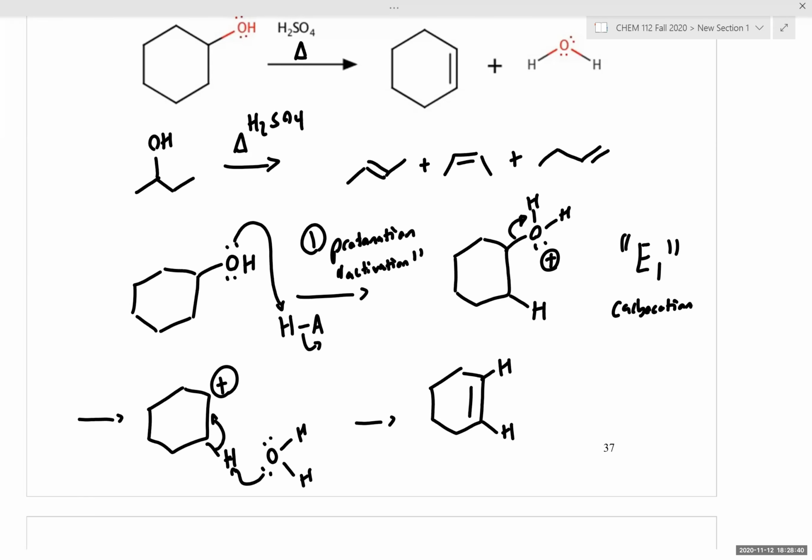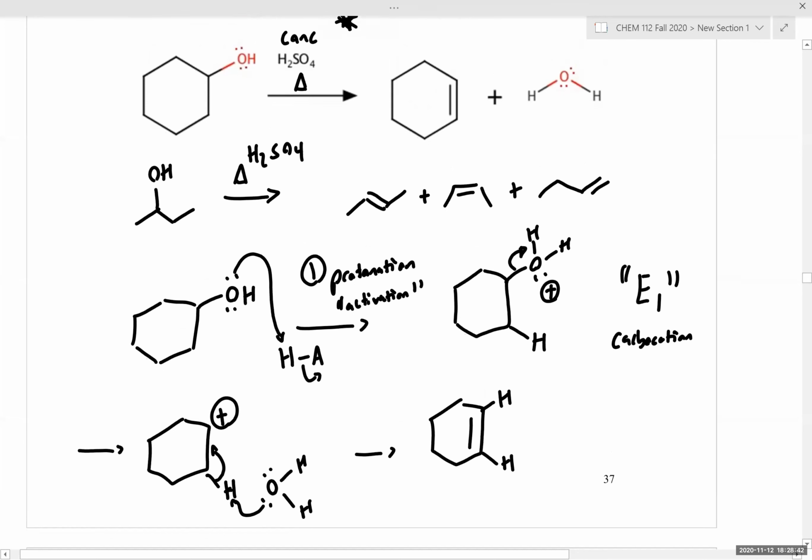Does this process make sense to everyone? Does everyone see how we can make alkenes from alcohols using strong acids? That we can make an alkene from an alcohol using strong acid? And does everyone see why the strong acid is important? It protonates the alcohol, activates it, and in turn makes it more likely to leave. Does everyone understand the common methods that we can make alkenes? Can I get some confirmation in the chat for that?